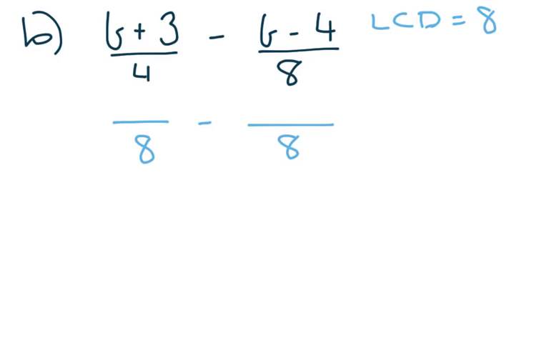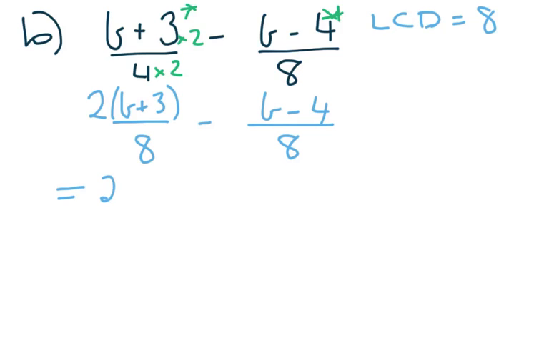Now, if we have a look at this second fraction here, do I actually need to multiply that? Because it was already over 8, so I just leave it as b take 4. What did I do to the 4 on the first fraction? I multiplied by 2, so remember I need to multiply the top by 2, and I put it in a bracket like so. Then the next step would be to expand it out.